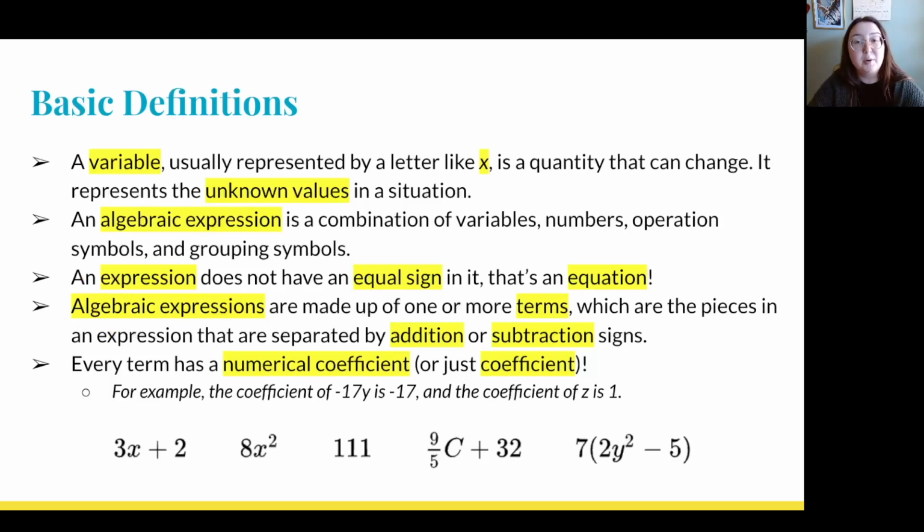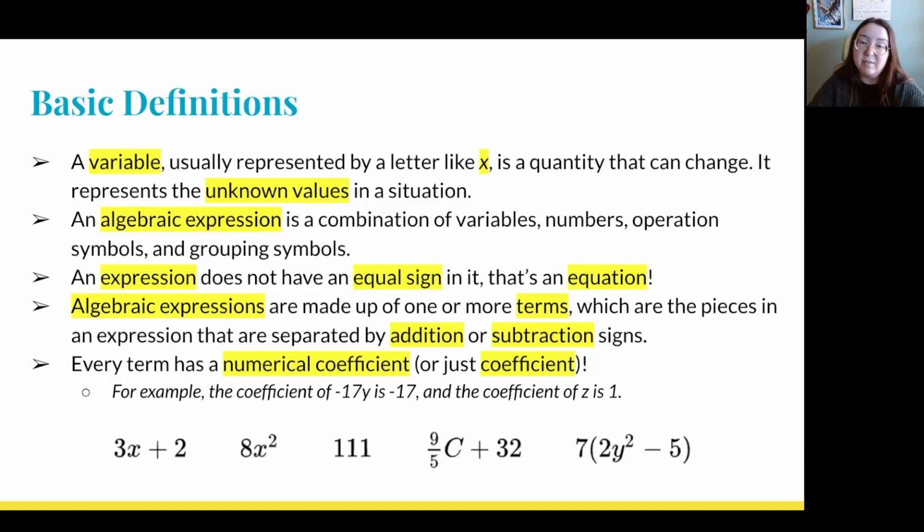Then we have the number 111. So that's just a number. There's no plus or minus sign, so it's its own term. Then we have 9/5 c plus 32. So 9/5 c is one term and 32 is another term. And then lastly, we have 7 times 2y squared minus 5. So 2y squared is a term and 5 is a term because those are being separated by a minus sign. 7 is being multiplied, so we do have those grouping symbols there. But as far as terms go, typically we refer to those as the ones separated by pluses or minuses.